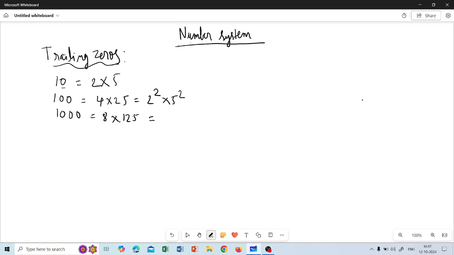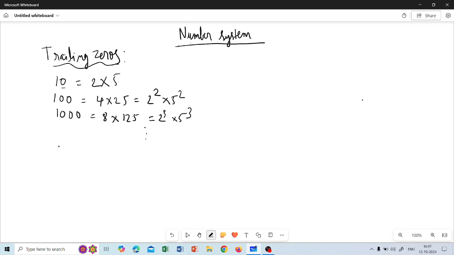So I can write 8 into 125 is 1000. So I can write 8 as 2 cube into 5 cube. 125 is 5 cube, 25 into 5 is 125. So this procedure continues for any number.